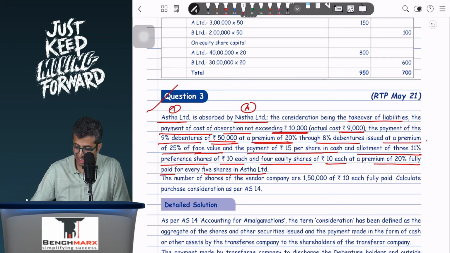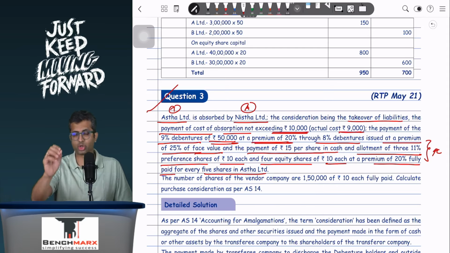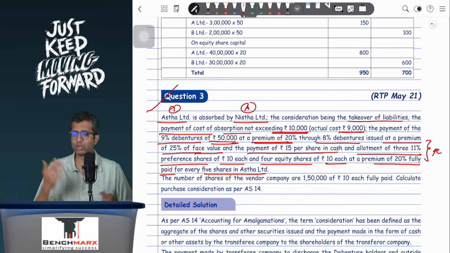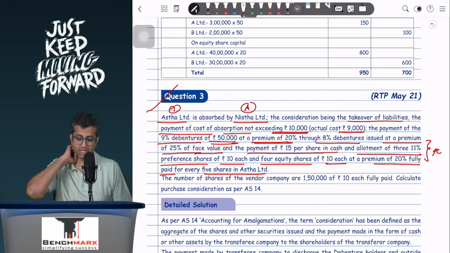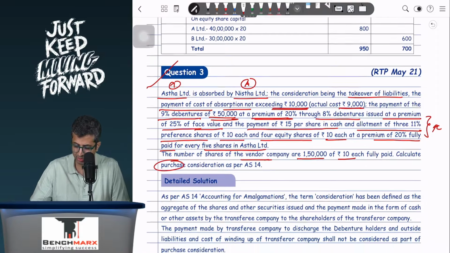Now this I would say is a part of PC. Upar you may be taking over liabilities. Your trade payables are my trade payables. Whatever is the cost of acquisition I will pay, but all of that is not a part of PC. PC is a payment made to shareholders, not payment made to liquidators, not payment made to debenture holders, not payment made to creditors. The number of shares in the vendor, that is the selling company, are 1,50,000 of rupees 10 each, fully paid. Calculate the purchase consideration as per AS 14.